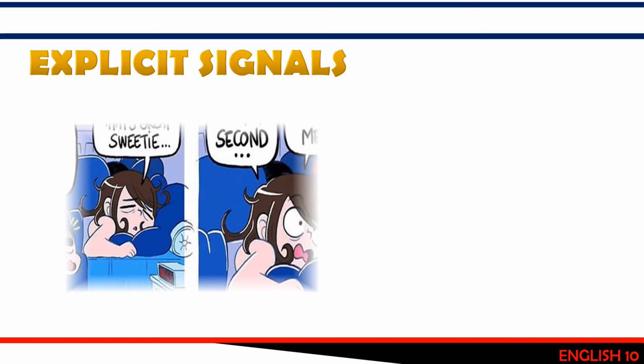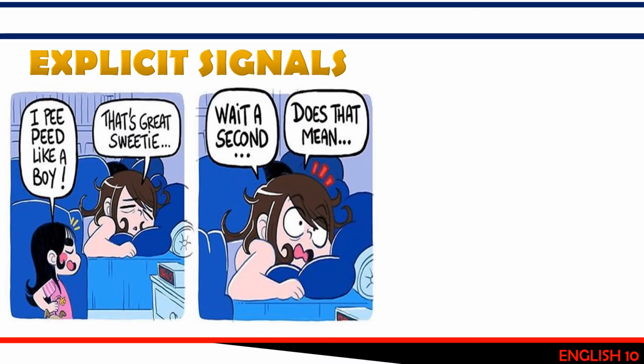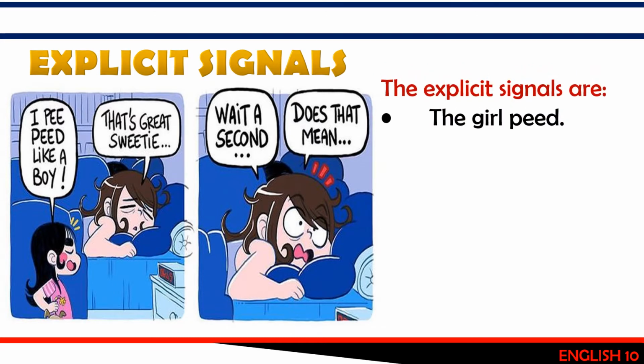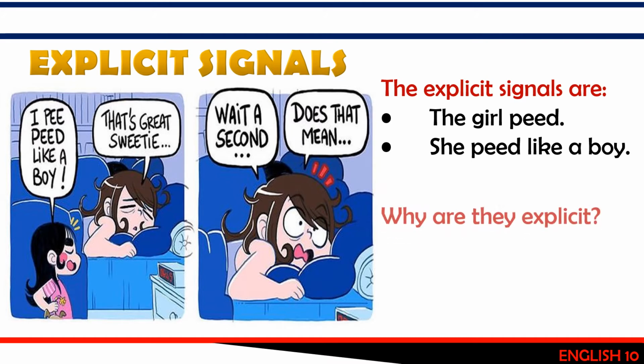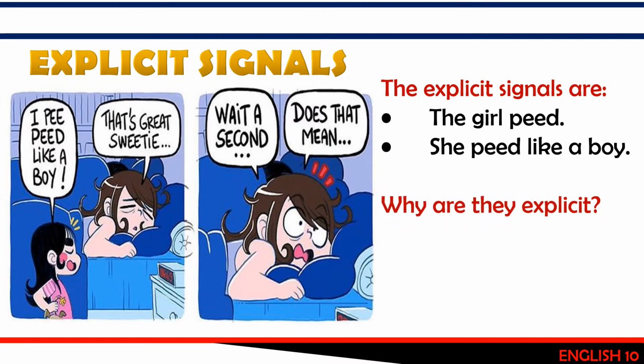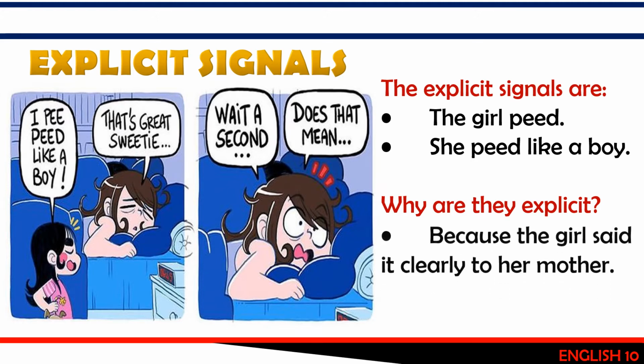So let's have an example. Let's try to study this comic strip, and let's try to find out what are the explicit signals used by the characters in their conversation in the comic strip. So in the conversation, the explicit signals are: first, the girl peed. Second, she peed like a boy. Now, why are these considered to be explicit signals? It is simply because the girl said it clearly to her mother.